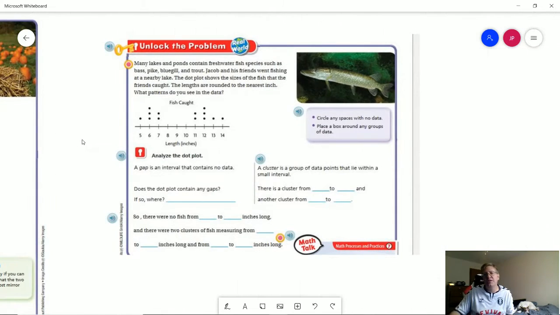Our other thing that we're going to look at are different things that we can talk about with a dot plot. And so again, our dot plot was a way of representing the exact values, where a histogram gives a range, but not the specific values for each data point. And so a gap is going to be something that we're going to look at that there is no data for. So our gap would be between 8 and 10 inches.